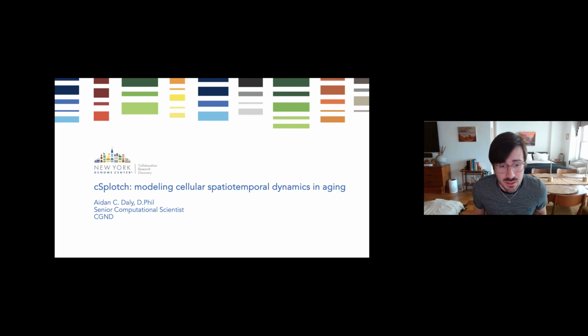My name is Aidan Daly. I have a DPhil in computer science, and I'm a senior computational scientist at the New York Genome Center, a member of Himali Fetnani's Center for Genomics of Neurodegenerative Disease, as well as Sonia Vikovic's lab. Among these two labs, I look at ways of modeling gene expression and cellular activity in space, particularly in large cohorts of tissue.